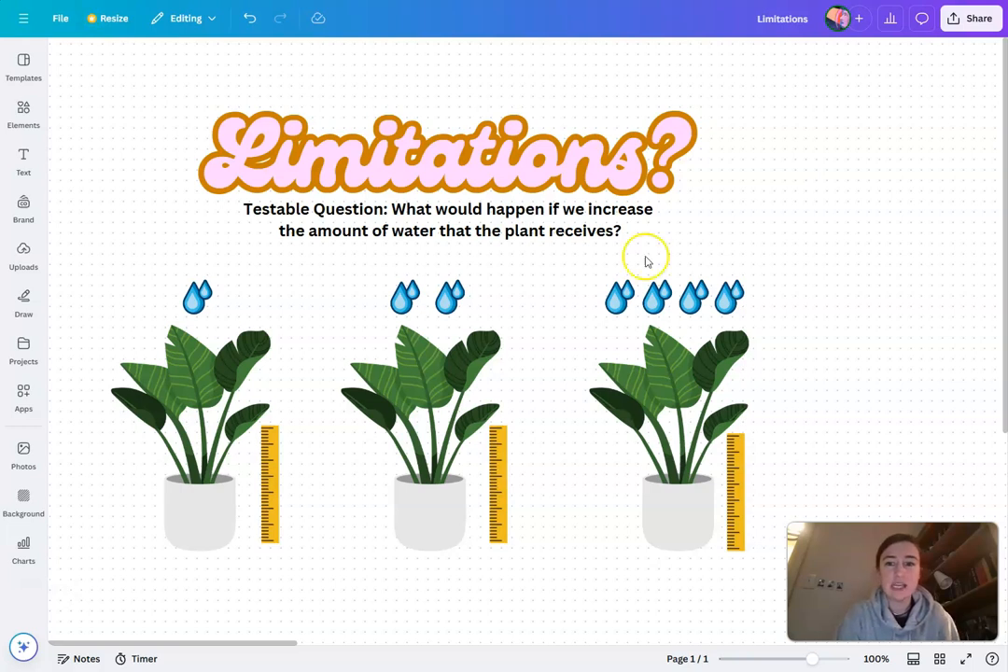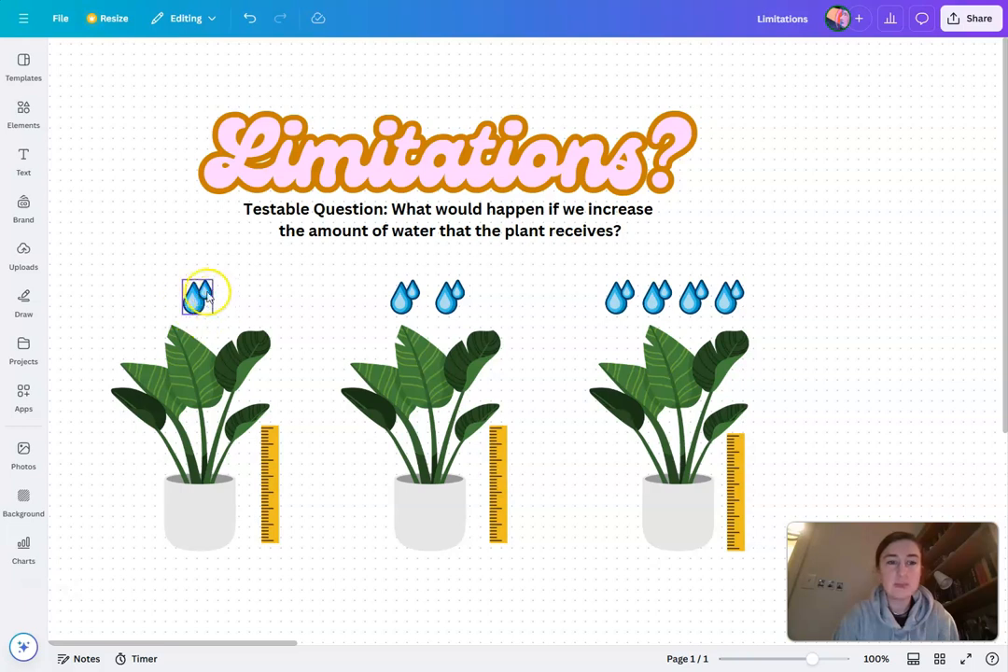Let's say we have these rulers here, maybe we are testing the amount of plant growth. So when we increase the water that each plant gets, maybe the plant will grow more. That's a potential hypothesis. If we increase the amount of water that the plant receives, then the plant will grow more. That's a good hypothesis, okay? So in order to test this out correctly, we need to keep everything the same, except the amount of water that the plant receives, okay?